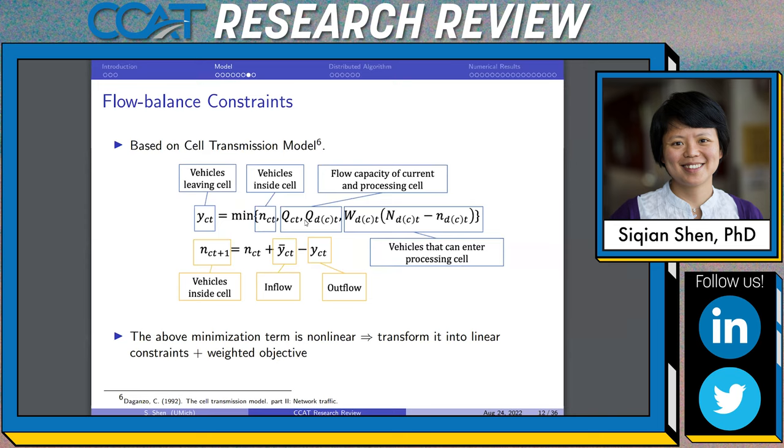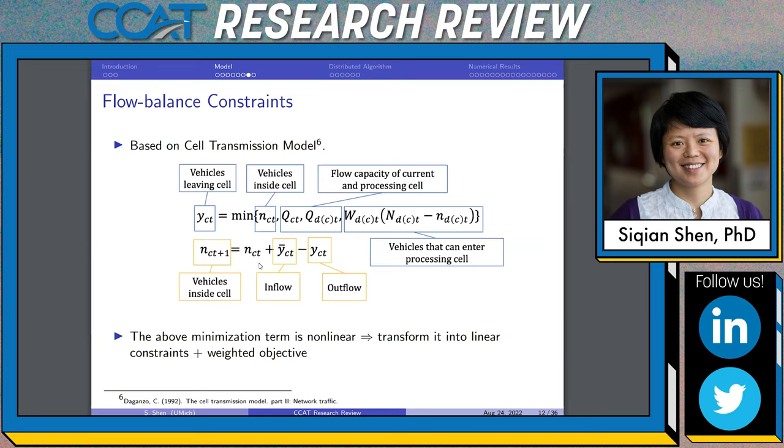So you just take the minimum among the three, and that way you will be able to know the vehicles that can leave a cell. And also if you try to measure within each time, say I'm looking at time T plus one right now, how many vehicles are currently in cell C?